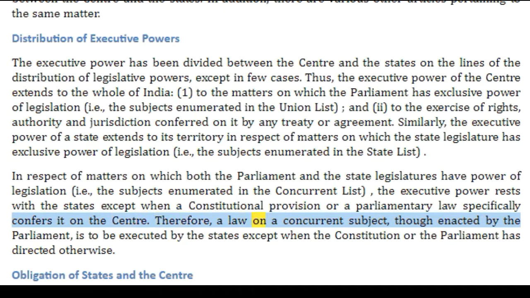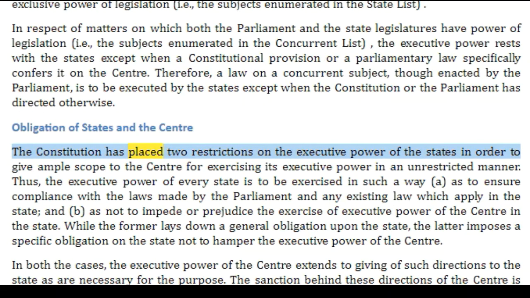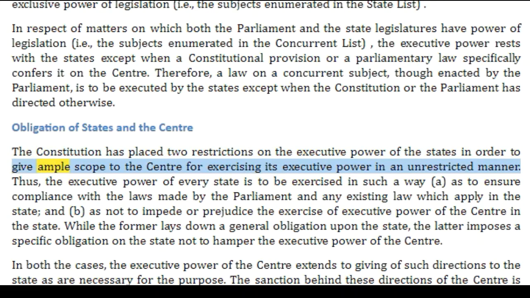Therefore, a law on a concurrent subject, though enacted by the parliament, is to be executed by the states except when the Constitution or the Parliament has directed otherwise. Obligation of states and the center. The Constitution has placed two restrictions on the executive power of the states in order to give ample scope to the center for exercising its executive power in an unrestricted manner.